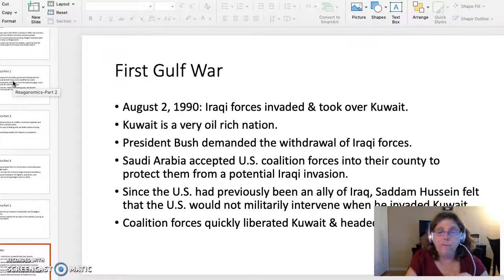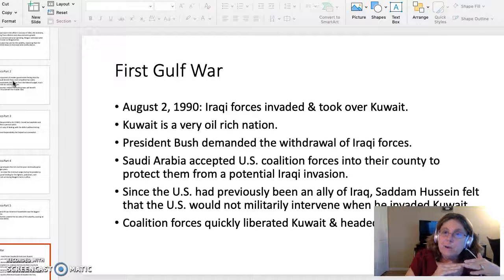Okay, the first Gulf War. This document that you're gonna analyze is the speech that President George H.W. Bush made before the United Nations General Assembly in October 1990. All right, August 2nd, 1990, 2 months prior to that, Iraqi forces invaded and took over Kuwait. Kuwait's a very oil-rich nation. President Bush demanded the withdrawal of Iraqi forces.